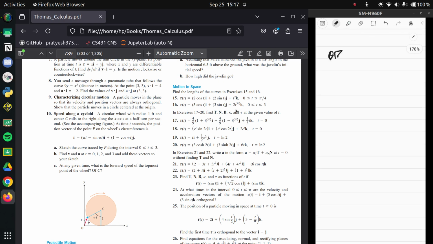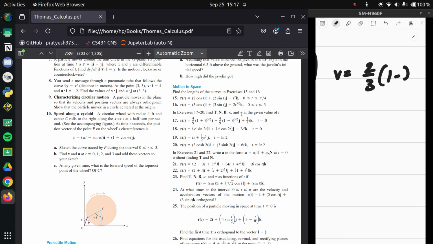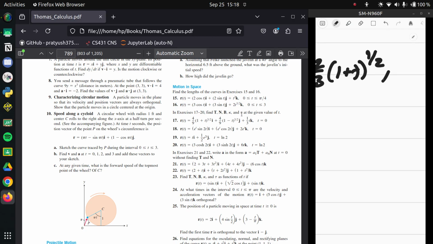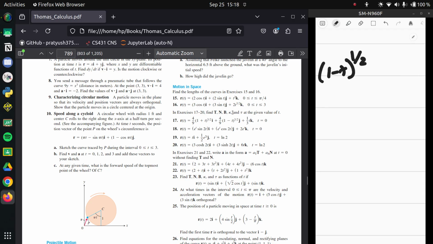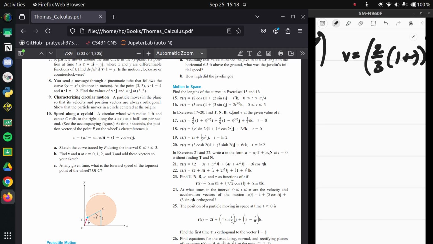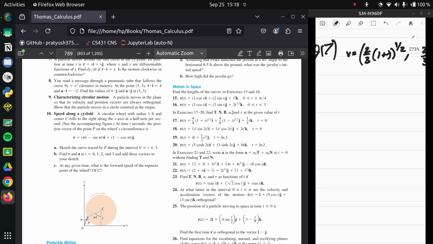Okay, question 17. Exercise 17 to 20, find T and B and kappa and tau at the given value of t. Okay, the usual stuff. So r is given, we want to figure out all of these values. T, I don't like, but you have to. That's just how it is. So let's go. Velocity. 3 by 2 comes on the front, it's just 2/3. Okay, 2 by 3, it's negative. In fact, everything can just be figured out from T, so you can just completely forget the value of v. Let's see if that actually helps.